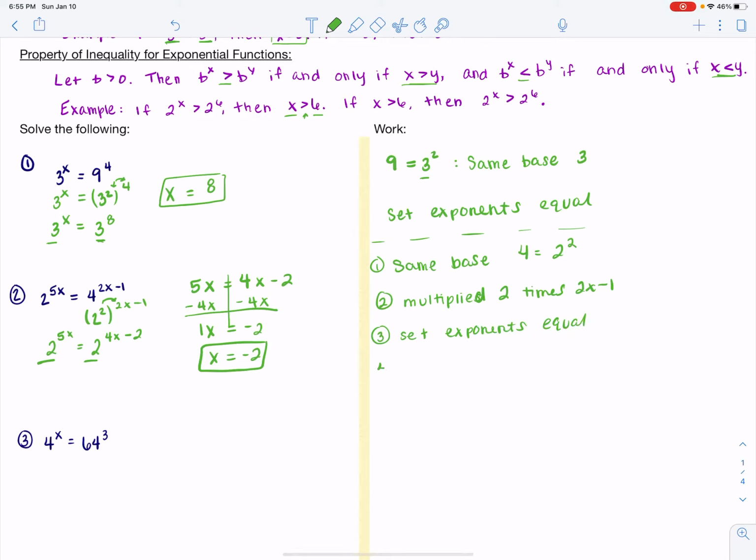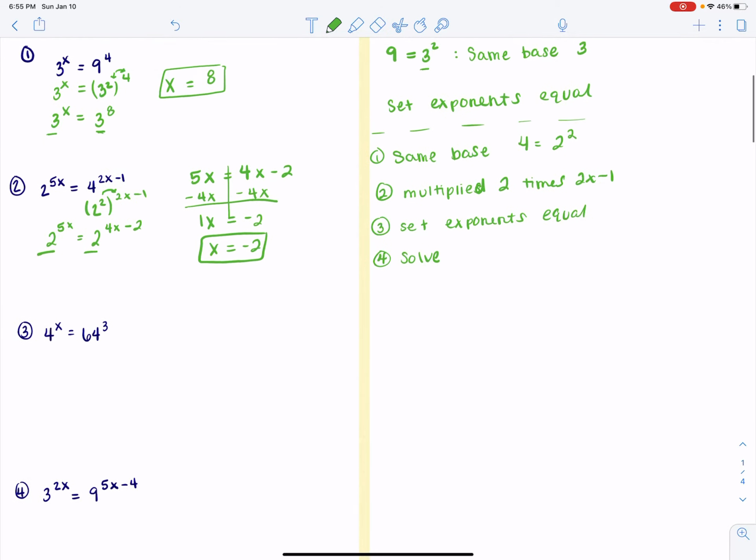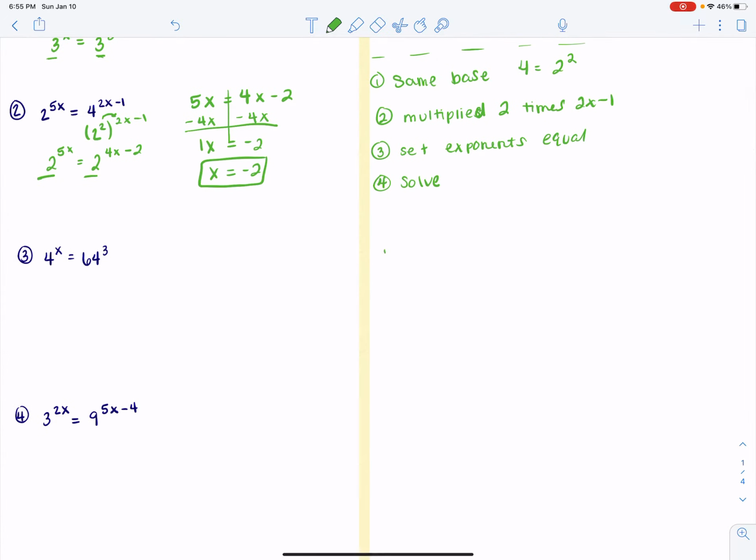And then we needed to get x by itself, so we solved the problem. All right, next, I have 4 to the x power equals 64 cubed. Well, first thing I need to do is I need the same base.